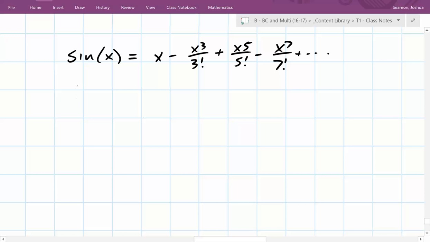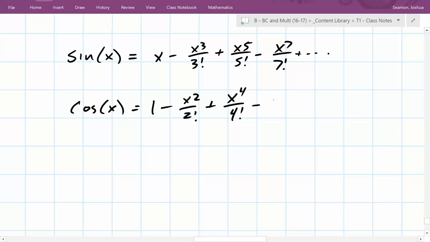Can anybody tell me what cosine is? Anybody remember what cosine is? What do you think, Wiley? You can look, it's okay. What do you got? 1 minus x squared over 2 factorial plus x to the fourth over 4 factorial minus x to the sixth over 6 factorial. Is that cool? Nice. What's the easy one? What's e to the x? Anybody have that one? What is it?